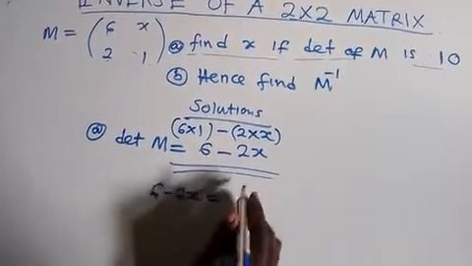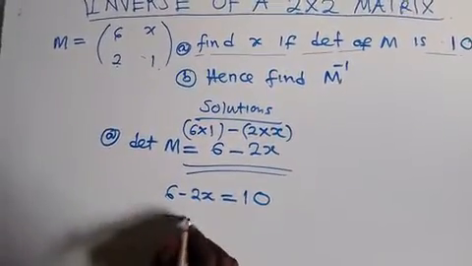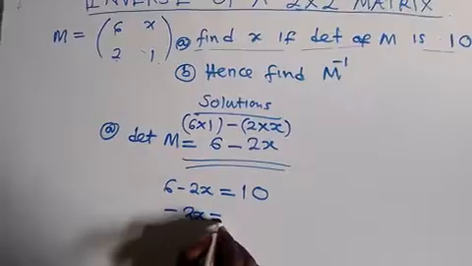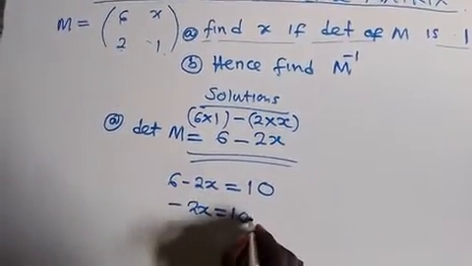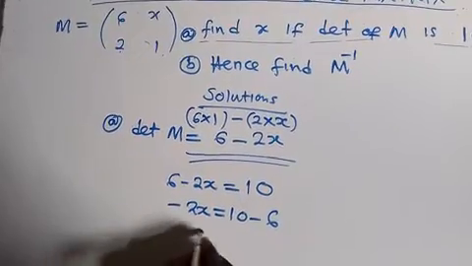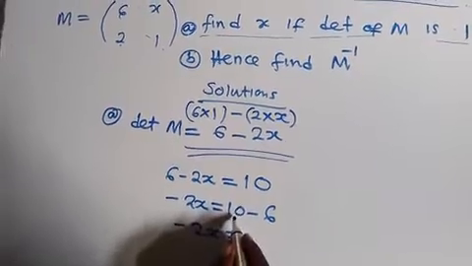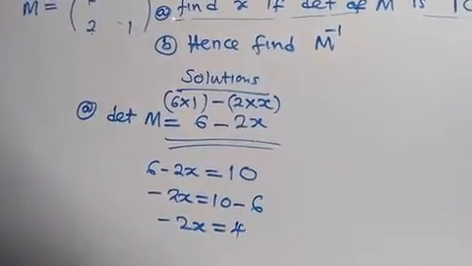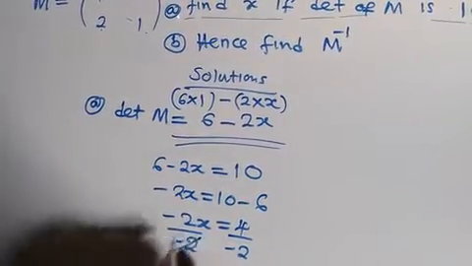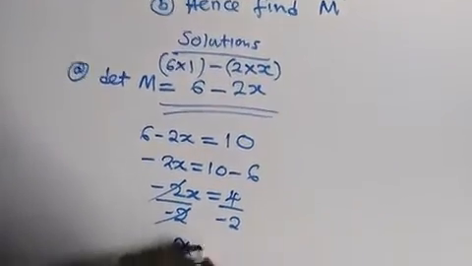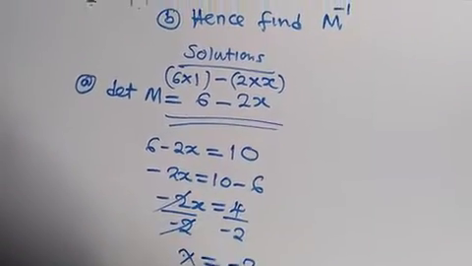What is your determinant? Your determinant is 10, like this. So negative 2x is equal to 10, and this 6 will go to the other side of the equation. You're going to have negative 6. So you're going to have negative 2x is equal to 10 minus 6, we've got 4. You divide both sides by negative 2. So negative 2 cancelled. So x now is equal to what? When you divide that, it equals negative 2.